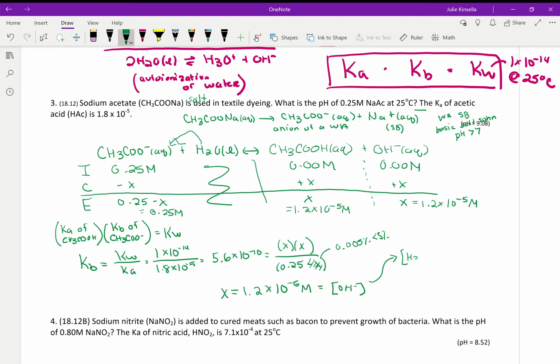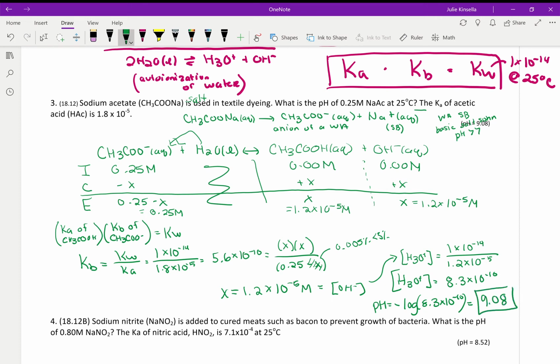I personally find my hydronium ion concentration next, using my Kw, 1 times 10 to the negative 14th, divided by the hydroxide ion concentration. I just try to use the value in my calculator the whole way through. So then I have my hydronium ion concentration, which ends up equaling 8.3 times 10 to the negative 10. And then my pH is going to be equal to my negative log of that, which I get a value of 9.08. All right, and that's what I would expect.